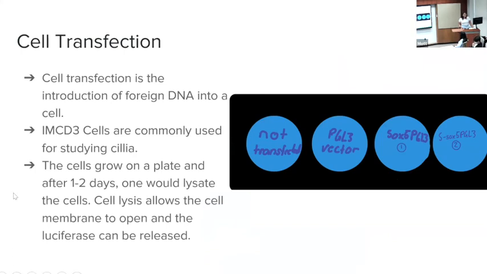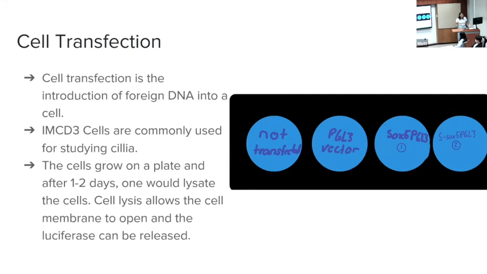Next is cell transfection. Cell transfection is the introduction of foreign DNA into a cell. IMCD3 cells are commonly used for studying cilia. These cells are kidney cells. The cells grow on a plate, and after 1 to 2 days, one would lyse these cells. Cell lysis allows the cell membrane to open and the luciferase can be released.